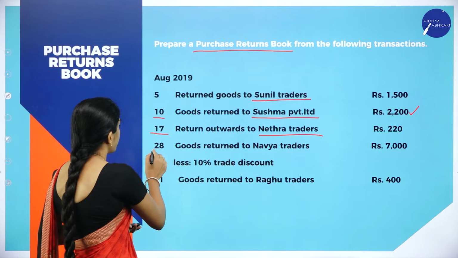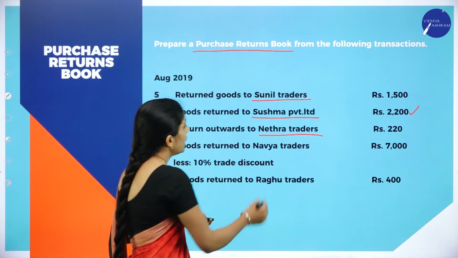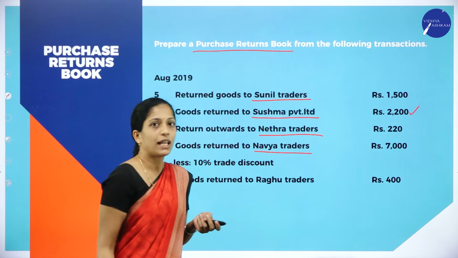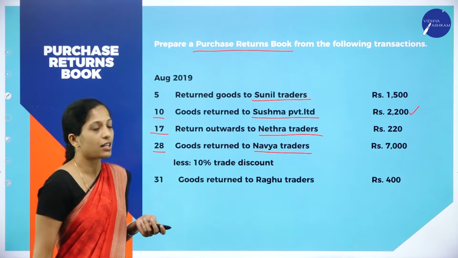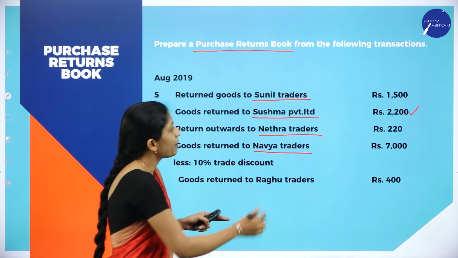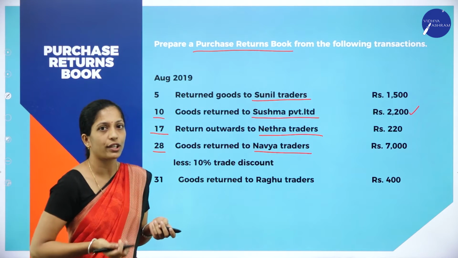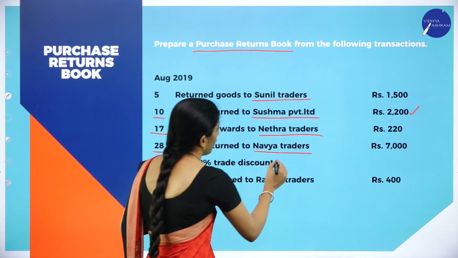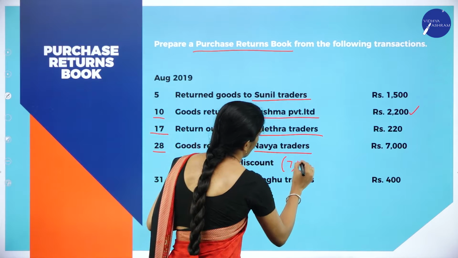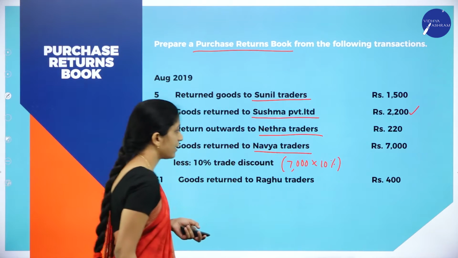Moving on to the next transaction, that is 28th August 2019, goods returned to Navya Traders. Now name of the supplier is Navya Traders, date is 28th August 2019. How much? 7,000. But there is a trade discount. So what we are going to do with trade discount? We have to less. So how to calculate? 7,000 into 10% trade discount.